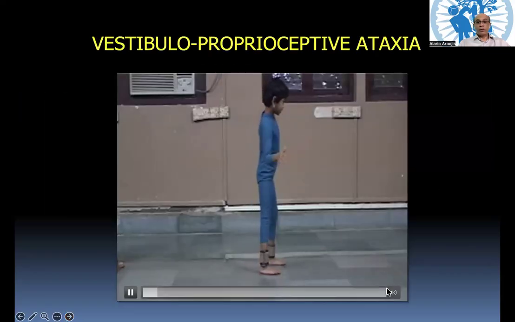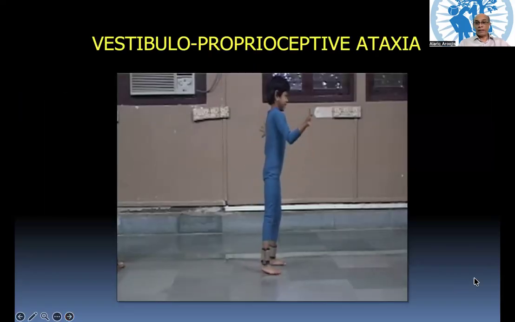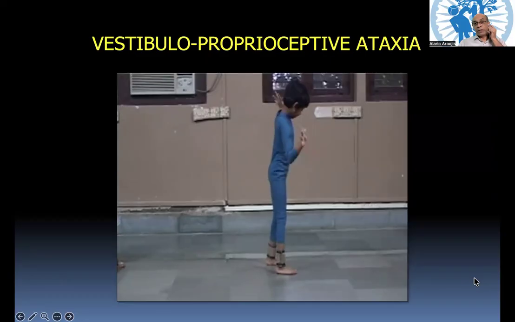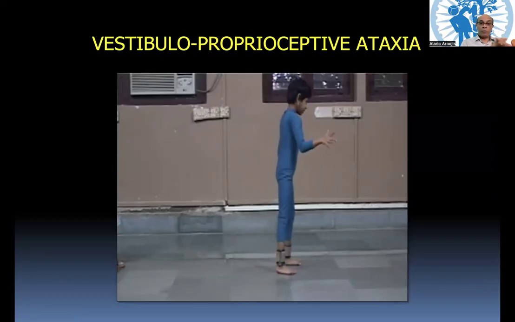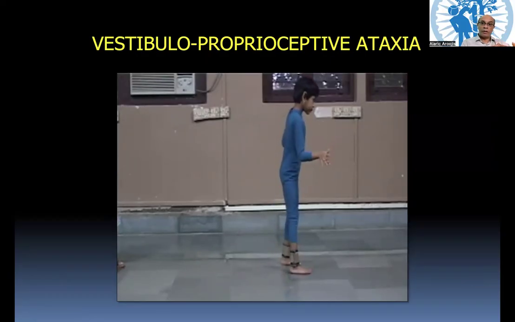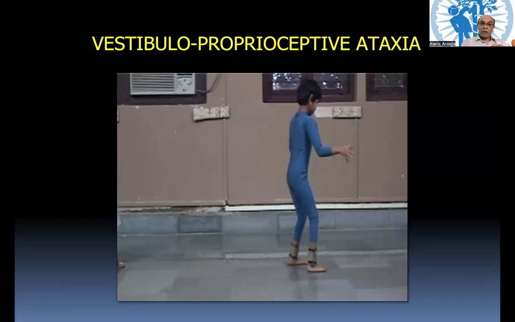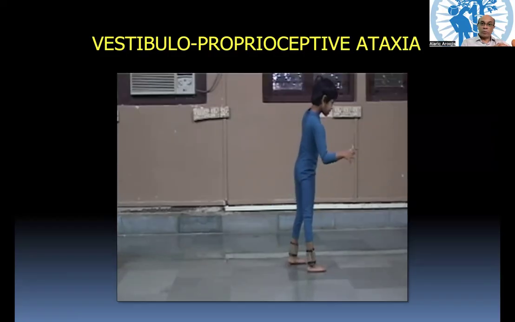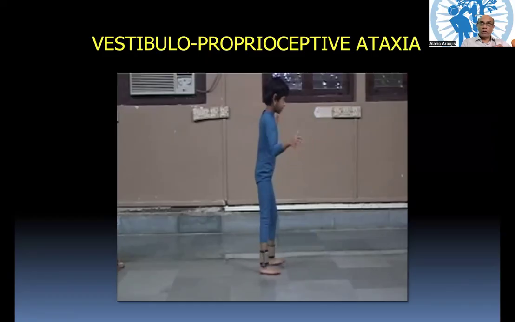And then occasionally you'll see a child who has ataxia, and typically this is how their gait is. They have a broad based gait, their arms are spread out so that they can get more balance. And this is how sometimes you can diagnose a child who has vestibuloproprioceptive ataxia. So these are just the different gait types and the motor patterns that you see in children with cerebral palsy.